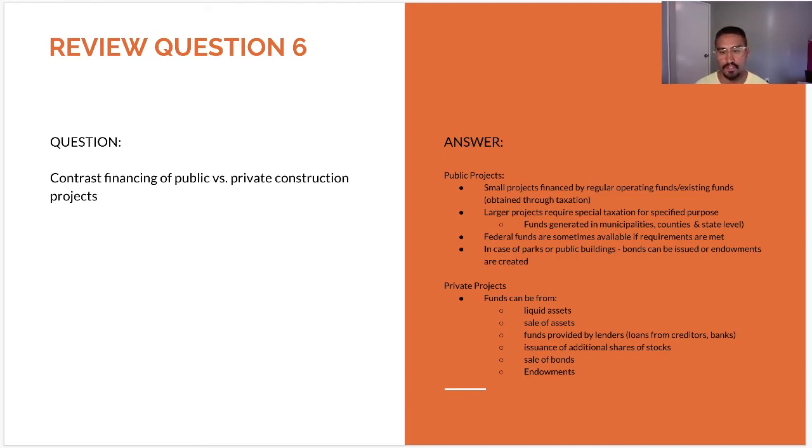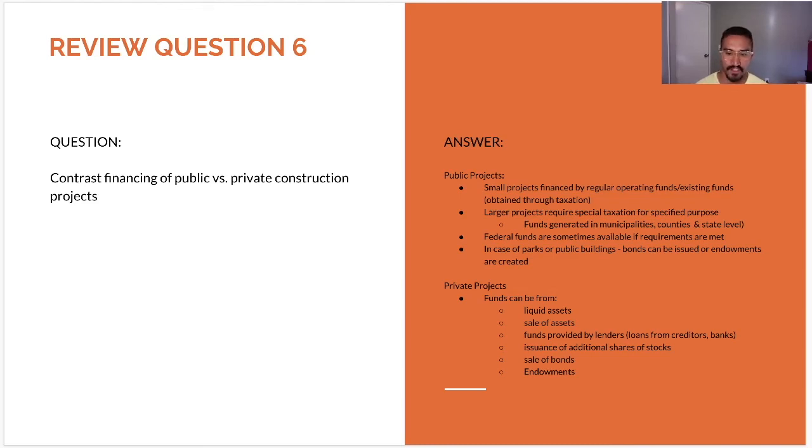So the main thing that you should know is that public projects are funded through taxation. Small projects are funded by regular operating funds and existing funds obtained through taxation, and larger projects require special taxation for specific purposes. And these funds are generated at the municipal, county, and state level. Federal funds are also available in certain instances if requirements are met. In case of parks and public buildings, bonds can be issued or endowments can be created.